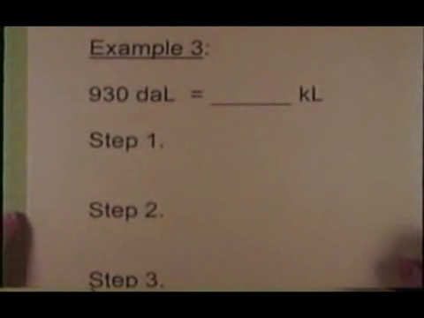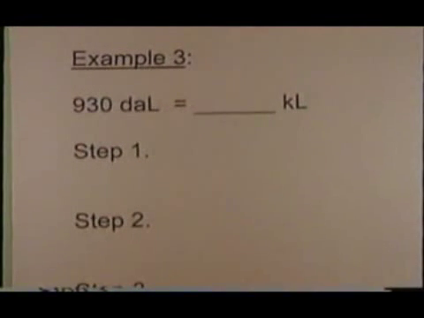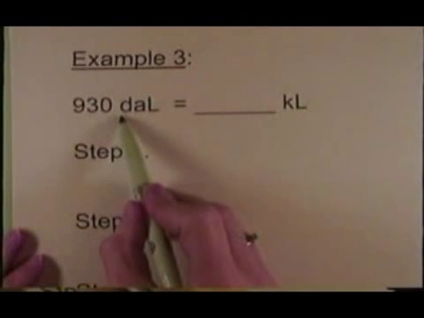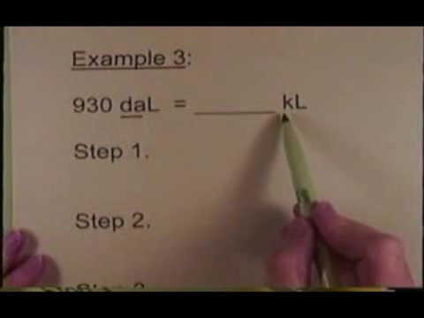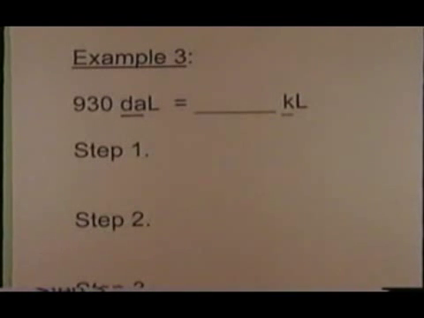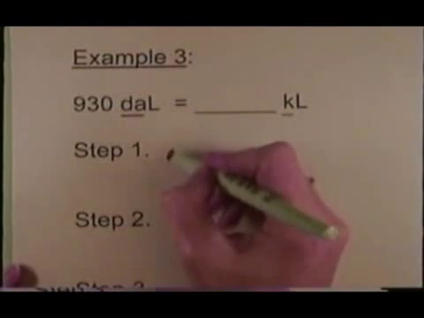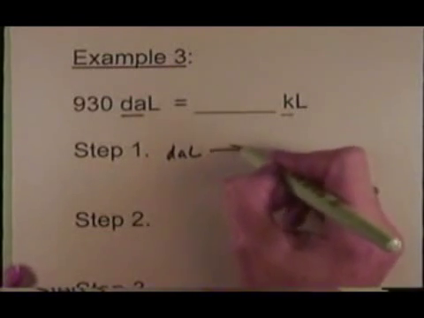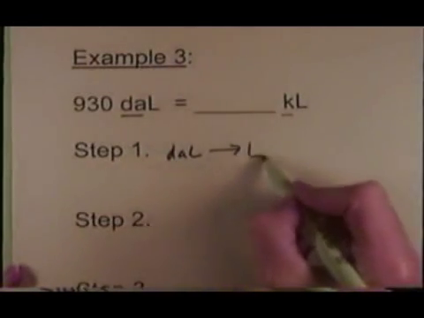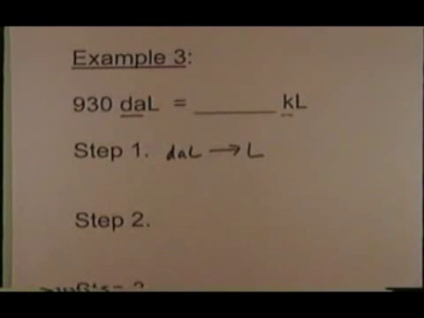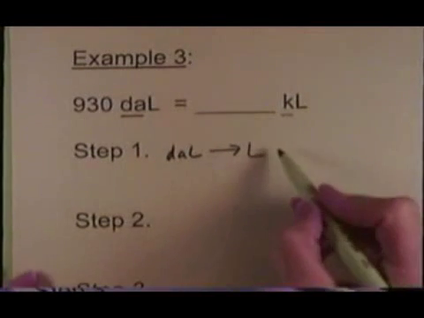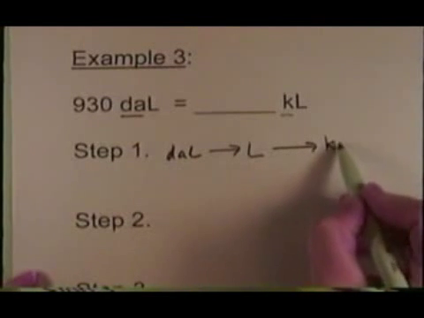All right, let's look at one more. I left this one blank so that we could work through this together. This has a prefix. That means it's going to take us 2 steps. So we start with the given measurement, go to the base unit. The base unit here is liters. And then from the base unit we can go any place we want. In this case we want to go to kiloliters.